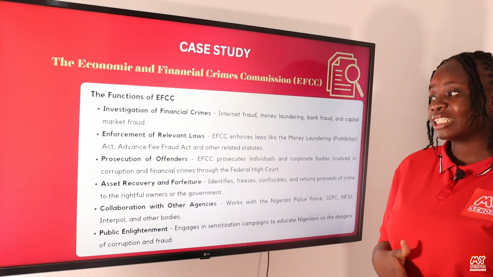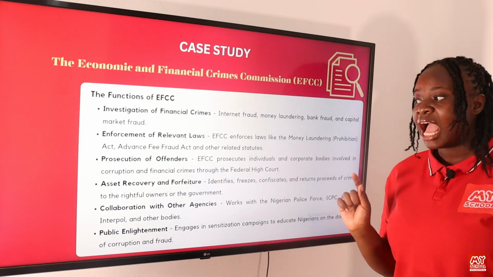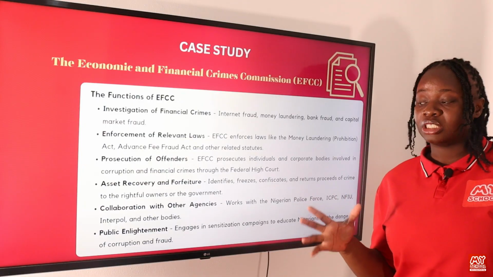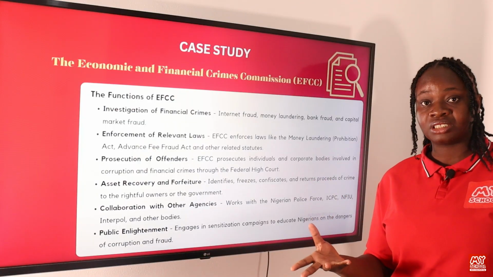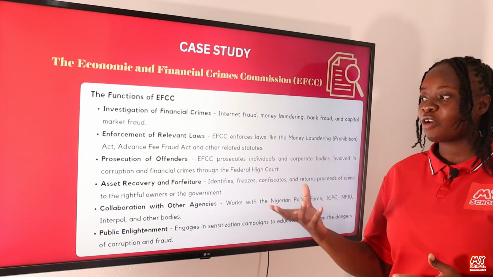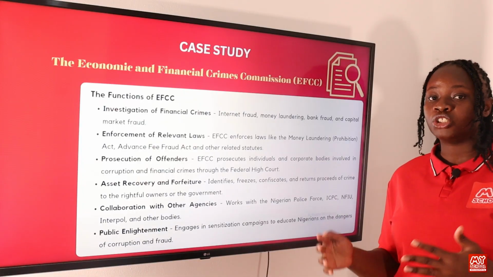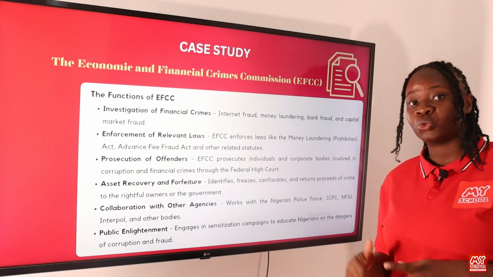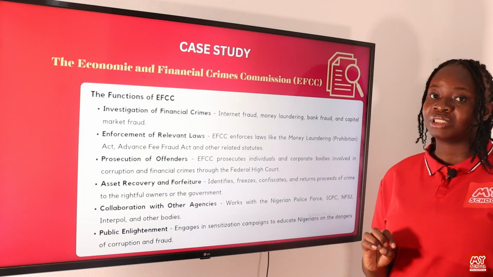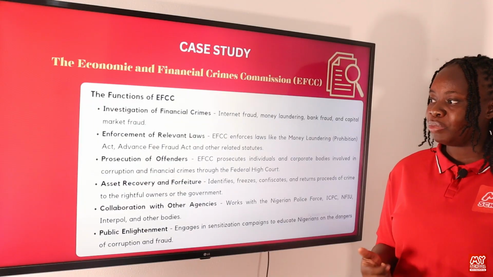They are also responsible for prosecuting offenders. The EFCC prosecutes individuals and corporate bodies involved in corruption and financial crimes through the Federal High Courts. When we talk about prosecution, we do not mean that they are the ones who adjudicate cases. They are the ones who defend the state against people who commit these crimes. They have prosecutors in the courts who help to defend the laws of the land, while the judge is the one who eventually determines whether the person is innocent or guilty. So the EFCC doesn't have the authority to determine innocence or guilt. They only have the right to present the evidence before the courts of law based on the established laws of the land.